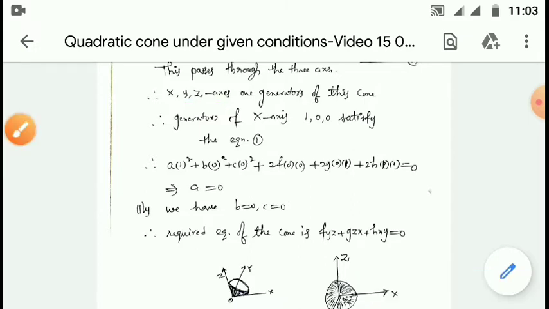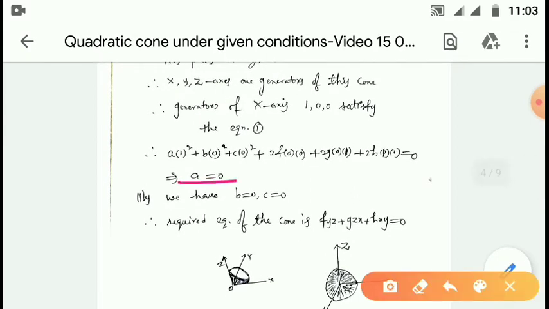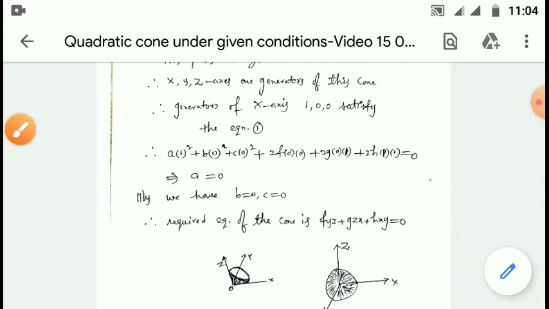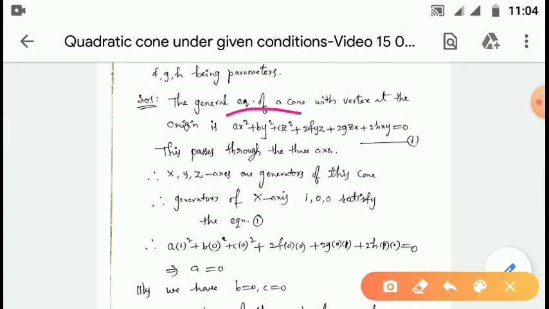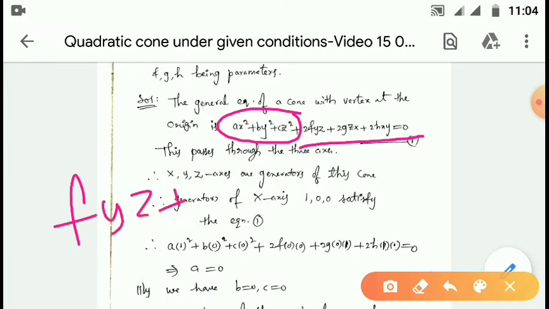Therefore we will finally have a equal to 0, b equal to 0 and c equal to 0. So the required equation of the cone is, by substituting a equal to 0, b equal to 0, c equal to 0 in this equation, these 3 terms will become 0. We will have only these 3 terms. Therefore by taking 2 common and simplifying, finally we will have the equation fyz plus gzx plus hxy equal to 0.